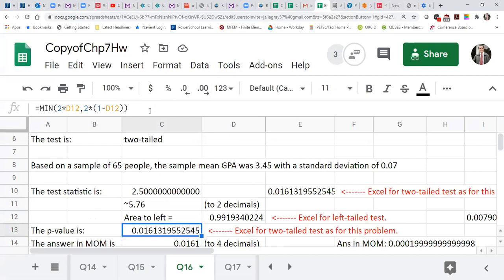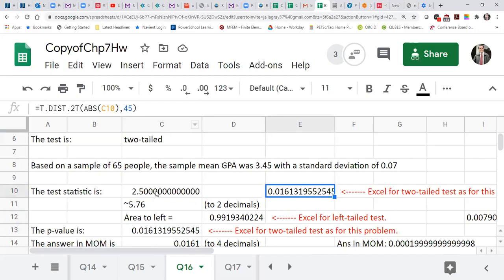Yeah, so I already put it here. Okay, so for the two-tailed test, automatically you got this number here. I already put the formula. So this is for two-tailed test. As you can see here, Excel for two-tailed test, right? And then this one is Excel for left-tailed test. You have to make sure, sorry, this one is a two-tailed test.